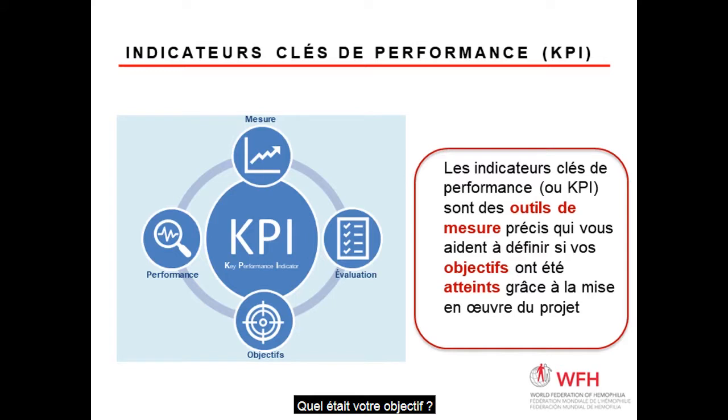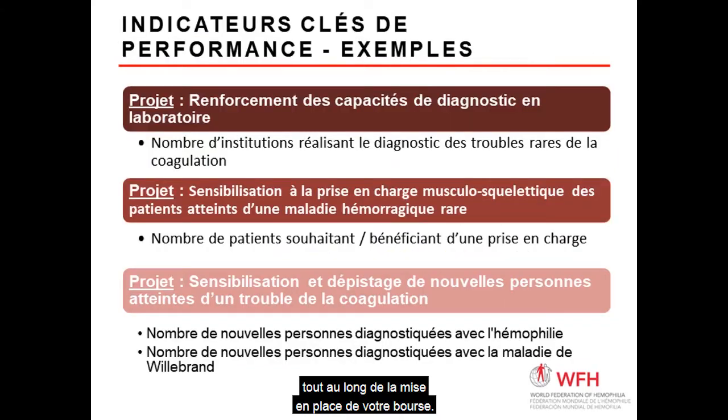What was your objective? Did your objective get met? How was the performance in these objectives? And how did you decide what to measure? So you can see it's a cycle. You will go through this cycle the entire time you implement your grant.